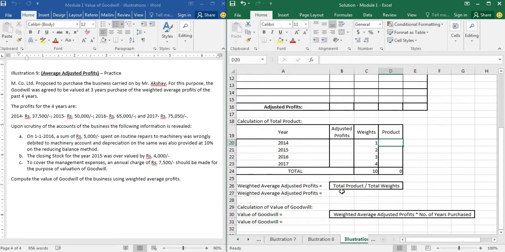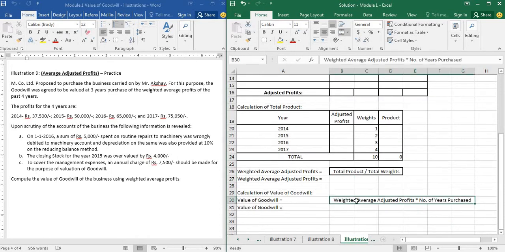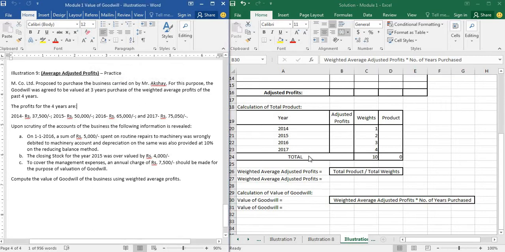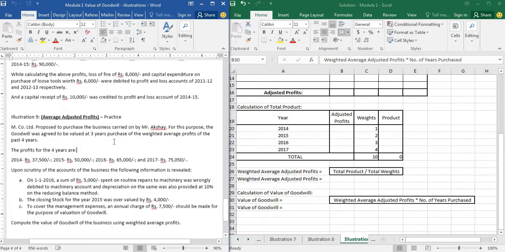We are going to find out the product. We are going to divide the total product by total weight. So we'll find out the total product and divide it by 10. We will get our weighted average adjusted profit. Using this weighted average adjusted profit, we are going to find out the value of goodwill by multiplying the weighted average adjusted profit by 3. Okay, so let us begin this.